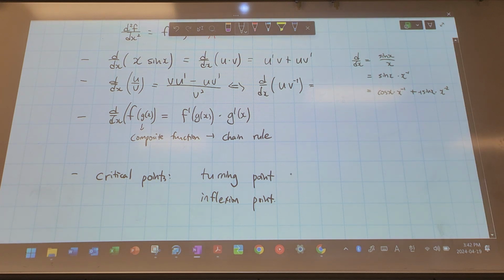What is the turning point? Turning point is basically the max or min, right? When the graph turns around, the graph goes up and then down, or down and then up. Well, what happens at the point? We know that's when the gradient is 0. That's when f prime of x is 0. That's a turning point. An inflection point, however, is when it's not max or min, but when the concave up or down changes.